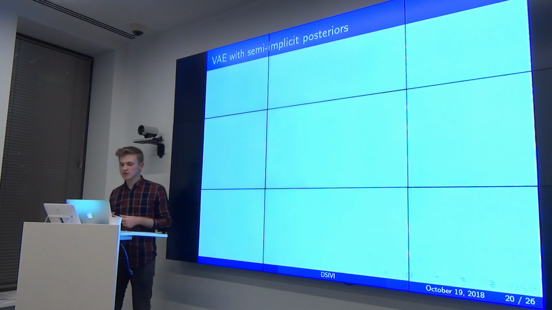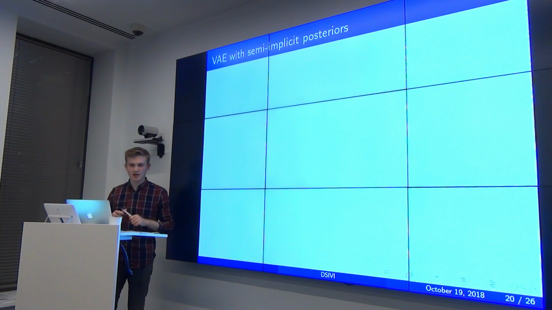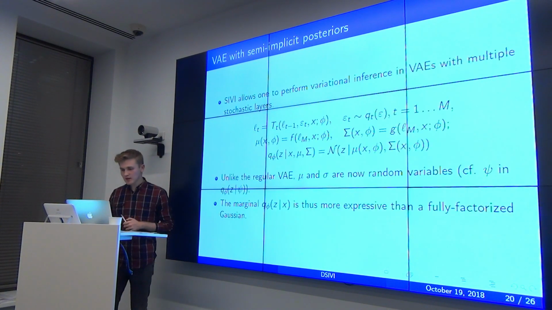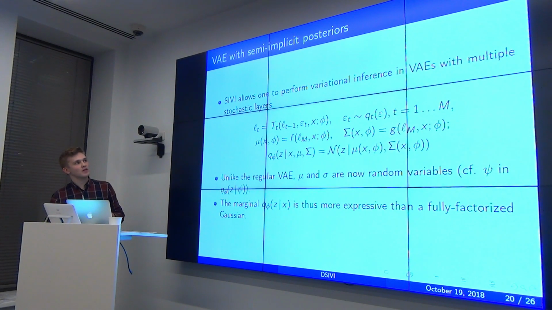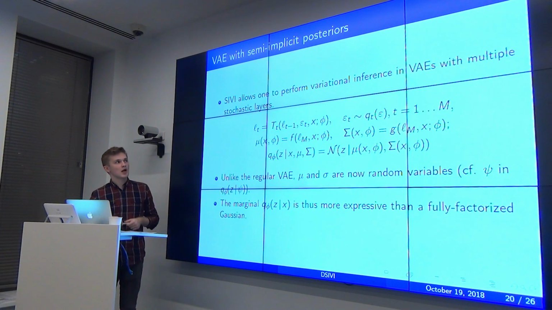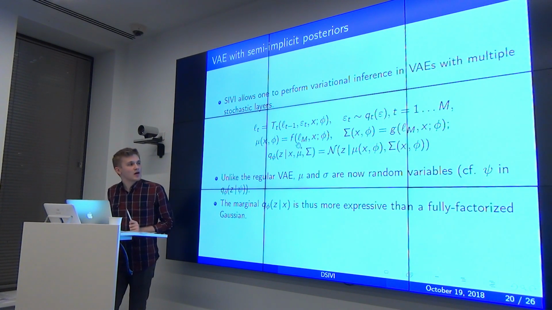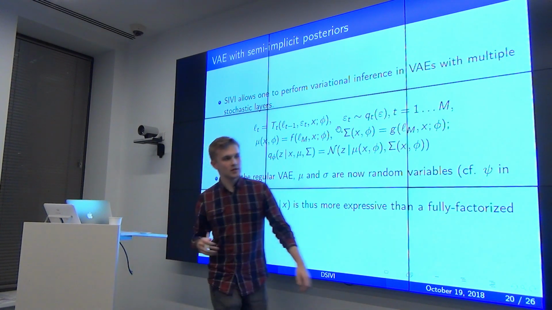So we can also use the semi-implicit posteriors in variational autoencoders. This section is about the experiments in the paper. They have a variational autoencoder with multiple stochastic layers in the posterior. Their posterior is actually semi-implicit, where mu and sigma are not deterministic as in normal variational autoencoders, but are stochastic maps from the input and some parameters phi. That's implemented as several stochastic layers in the encoder.